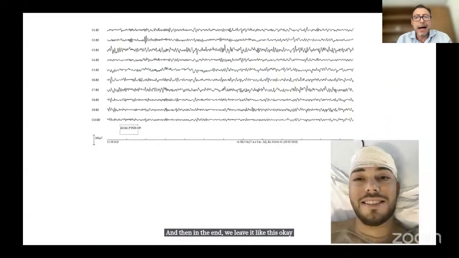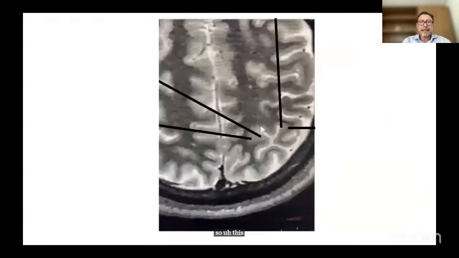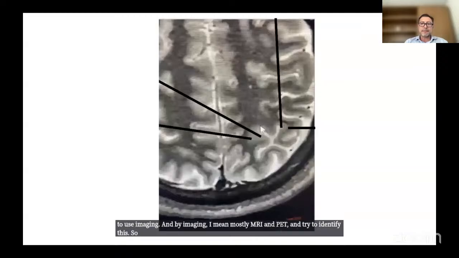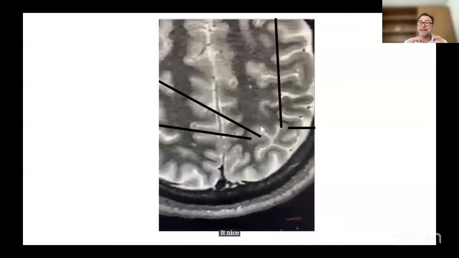So this is one of our patients. The way we go after this is that we try to use imaging, and by imaging, I mean mostly MRI and PET, and try to identify this, okay? So here you have one of these patients, which nicely shows the thing that has been said, that you can have dysplastic neurons or even balloon cells outside of the main visible lesion.